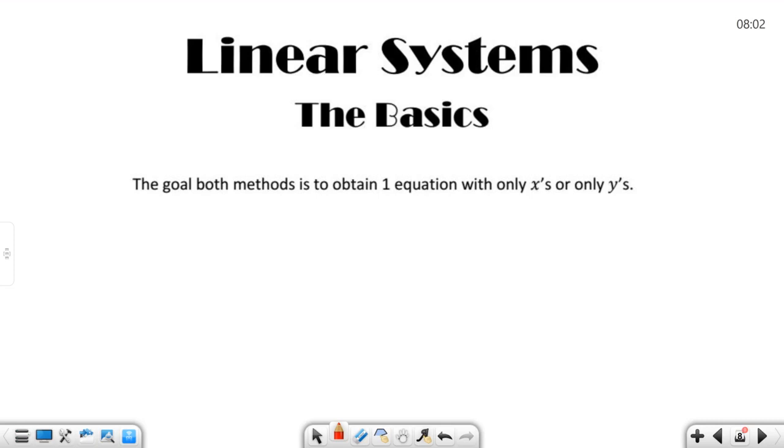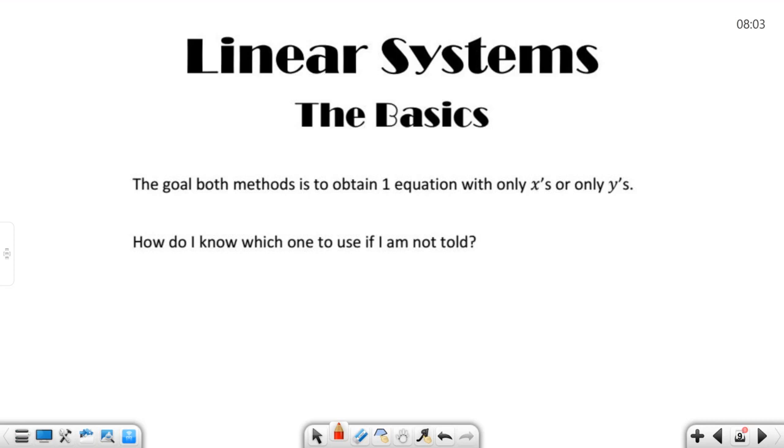So the goal of both methods is to obtain one equation with only x's or only y's. If I can get it down to one equation that only has one variable in it, then guess what? I can solve it, and that's really the goal for any of these, but especially for the 2x2. You do the same thing with the 3x3. You've got to get it down to 2x2 and then down to 1x1, one equation, one unknown.